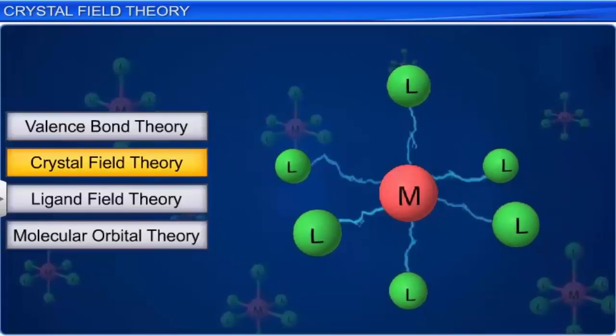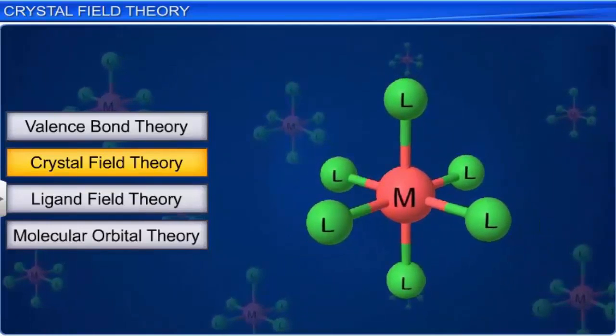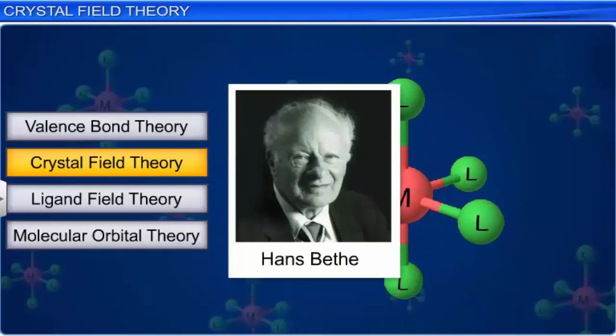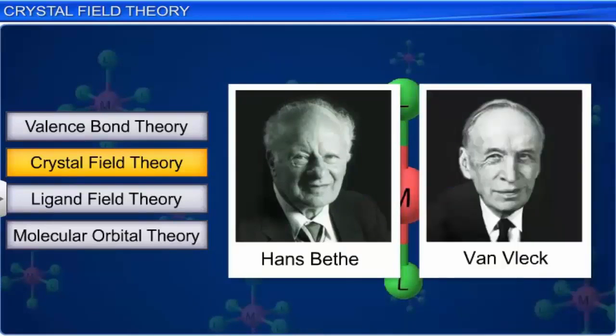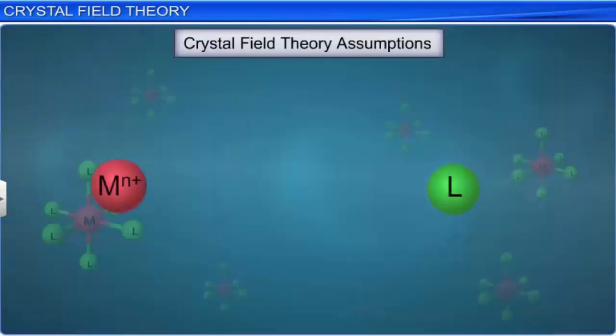The crystal field theory was proposed by Hans Bethe and van Vleck. This theory gives a much more satisfactory explanation for the bonding and the properties of complexes than the valence bond theory. The crystal field theory is based on certain assumptions.